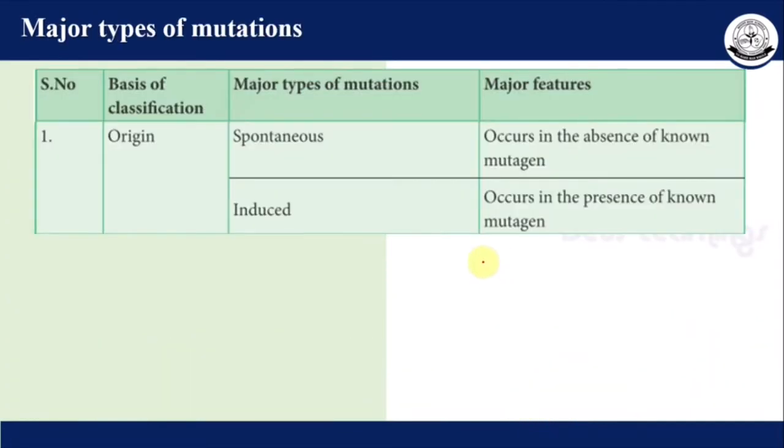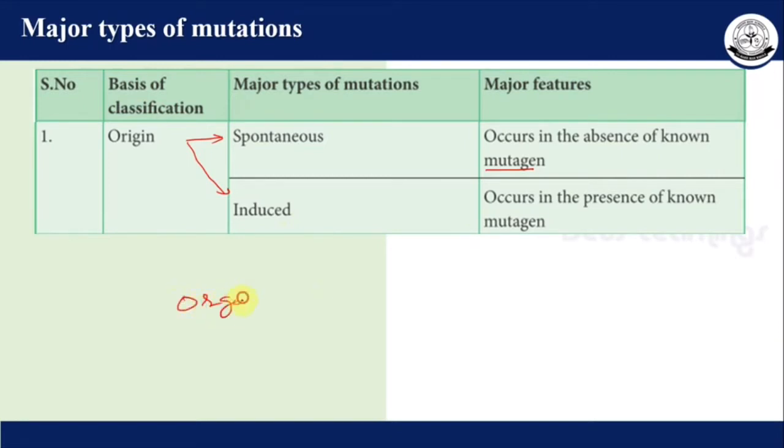Okay, then major types of mutation. First we saw spontaneous mutation and induced mutation. A spontaneous mutation happens in the absence of mutagen. It happens suddenly by itself, right? So mutagens are not needed there, it happens on its own. And when we say induced, it happens because of the presence of mutagens, or because mutagens induce mutagenesis, that's why it's induced.